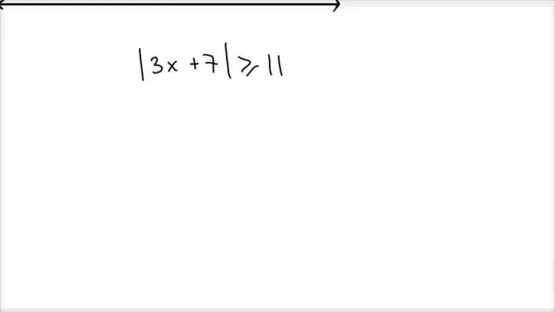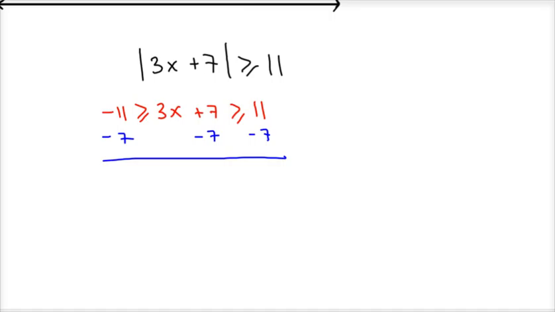Okay, a couple more examples here. We have 3x plus 7 is greater than or equal to 11 or less than or equal to negative 11. Alright, so another two-step equation, so minus 7 from both sides.